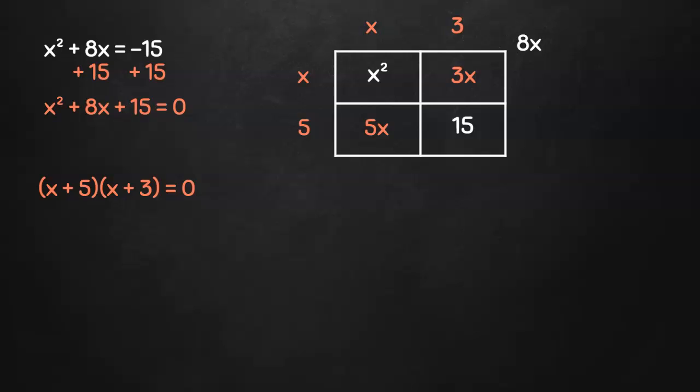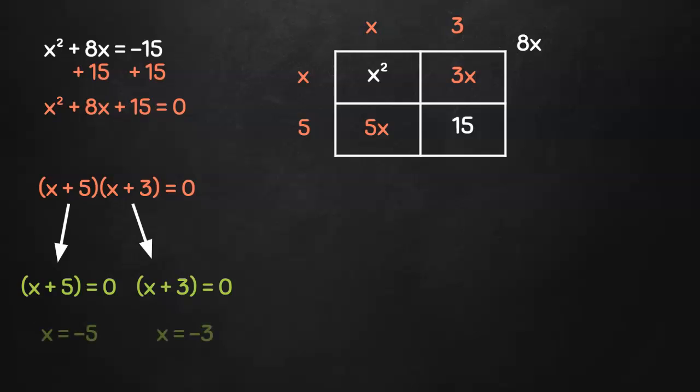So when I set those factors equal to 0, I'm going to use my zero product theorem. So I'd set both factors equal to 0 and then go ahead and solve for x. So subtracting 5, I get negative 5 as my first answer, and then subtracting 3, I get negative 3 as my second answer.